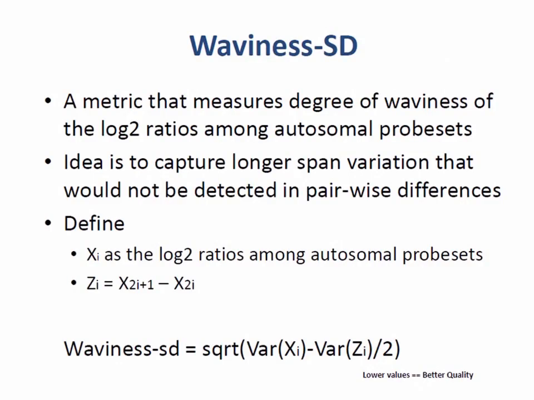It's basically just doing a neighbor-to-neighbor evaluation of noise. Whereas waviness is looking at a longer span that may not be represented in neighbor-to-neighbor analysis, but if you look at a longer span, you start to see that there is more variation from probe to probe, or from segment to segment of probes.